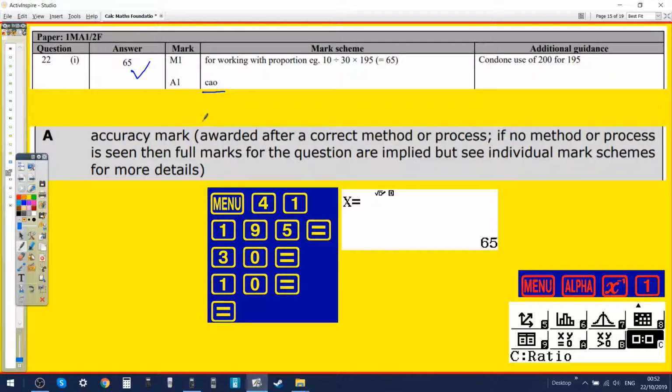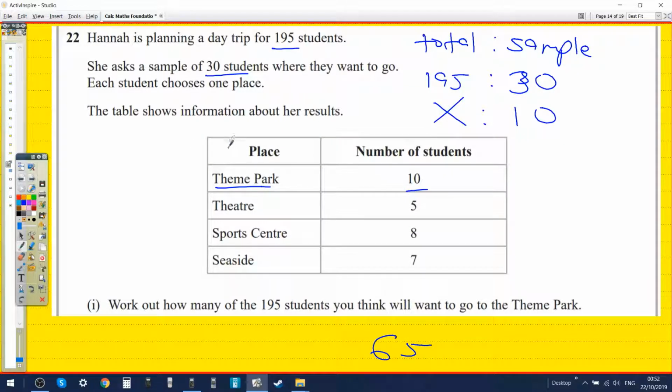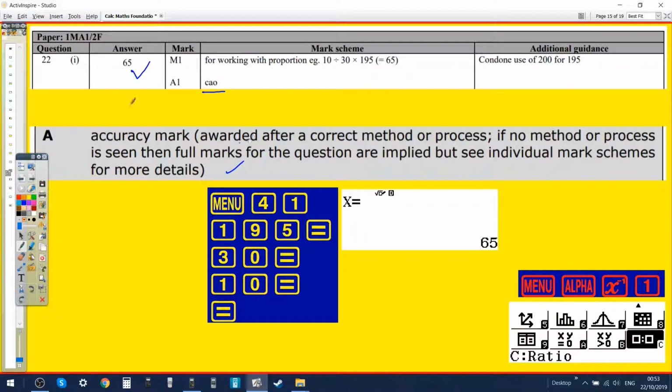Accuracy mark awarded after a correct method or process. If no method or process is seen, then full marks for the question are implied. But see individual mark scheme. So even if you don't show your working out, you get full marks unless it tells you must show your working out. If it tells you must show your working out and you're not sure of your working out, then you will draw like a clown. They give you nothing. But they didn't say you must show your working out, so I show nothing.